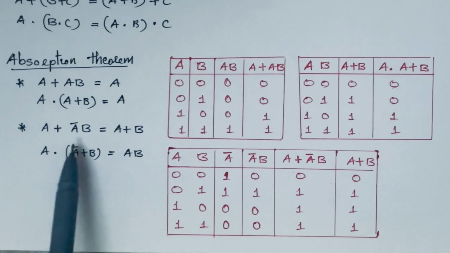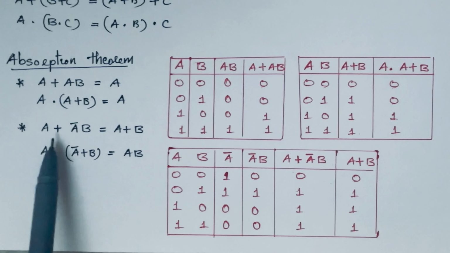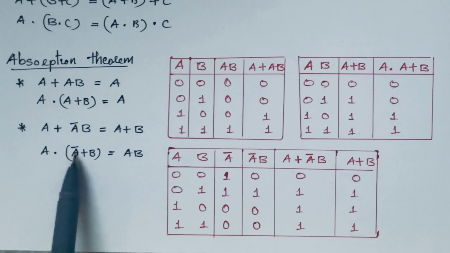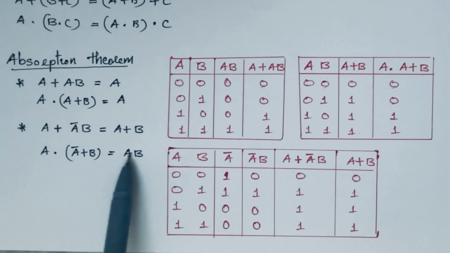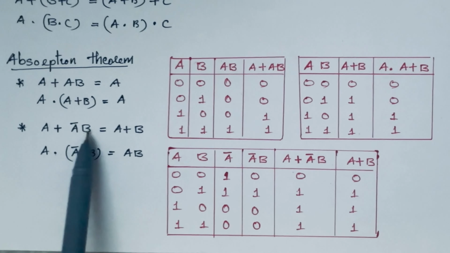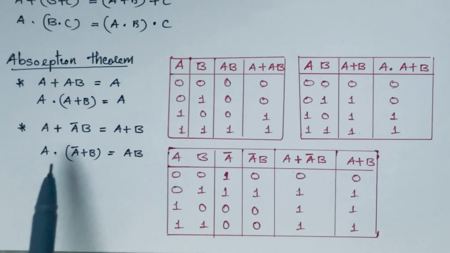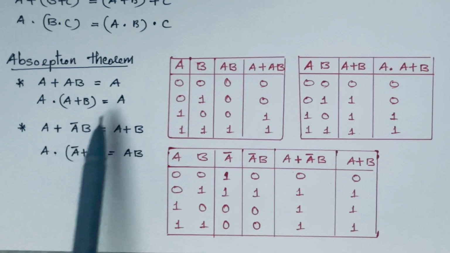Now the second set of theorems in the absorption theorem is A plus A bar B is equal to A plus B, and A dot (A bar plus B) is equal to AB. Again, this is the dual of this theorem. A plus A bar B is equal to A plus B. How can we write the dual? In place of plus we need to write dot. So A dot A bar plus B, and A plus B should be written as A dot B. So these are the 2 sets for the absorption theorem.